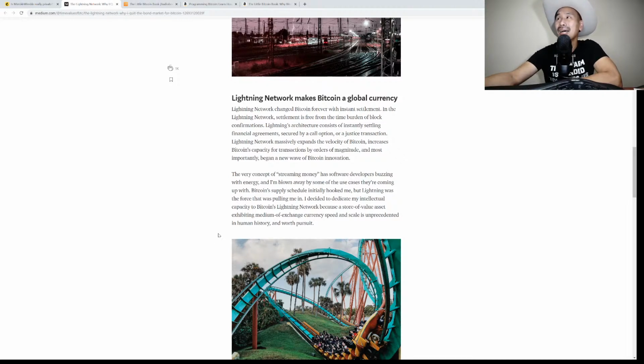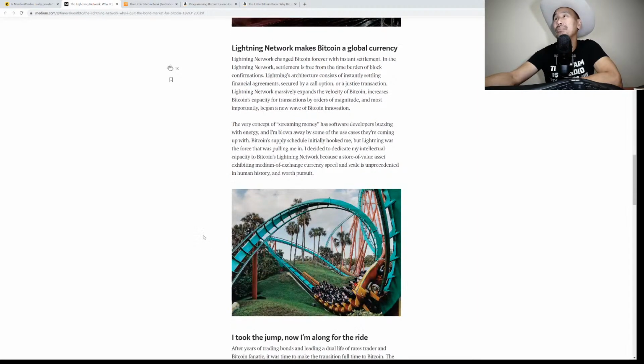The very concept of streaming money has software developers buzzing with energy, and I'm blown away by some of the use cases they're coming up with. Bitcoin's supply schedule initially hooked me, but Lightning was the force that was pulling me in. I decided to dedicate my intellectual capacity to Bitcoin's Lightning Network because a store of value asset exhibiting medium of exchange currency speed and scale is unprecedented in human history and worth pursuit.